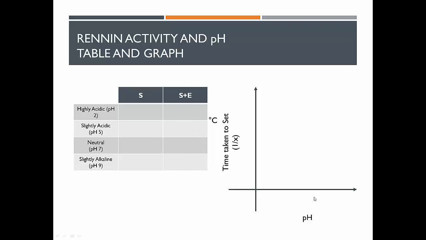So similar to before, we've got a scale of pH, increasing pH up here, and then we're going to put our 1 over x, and that's going to show us an appropriate graph along here.